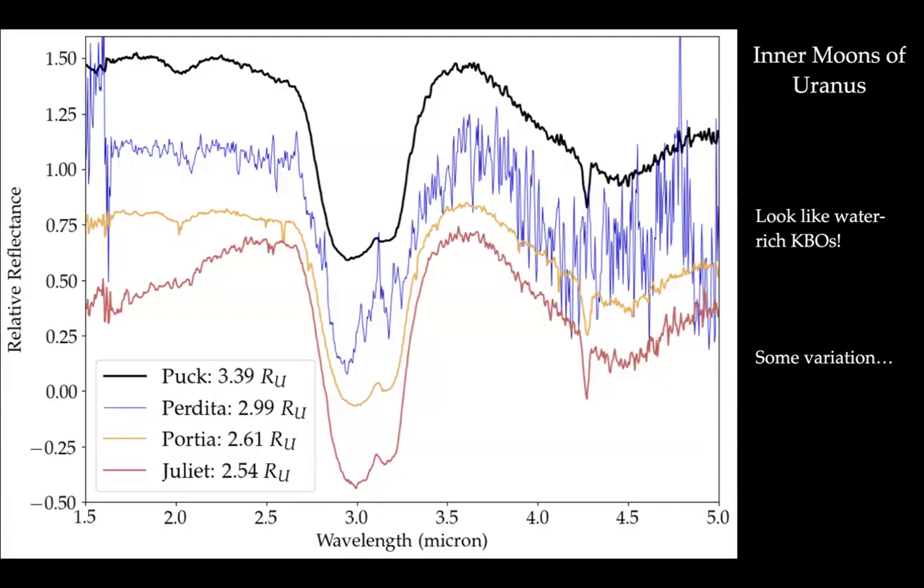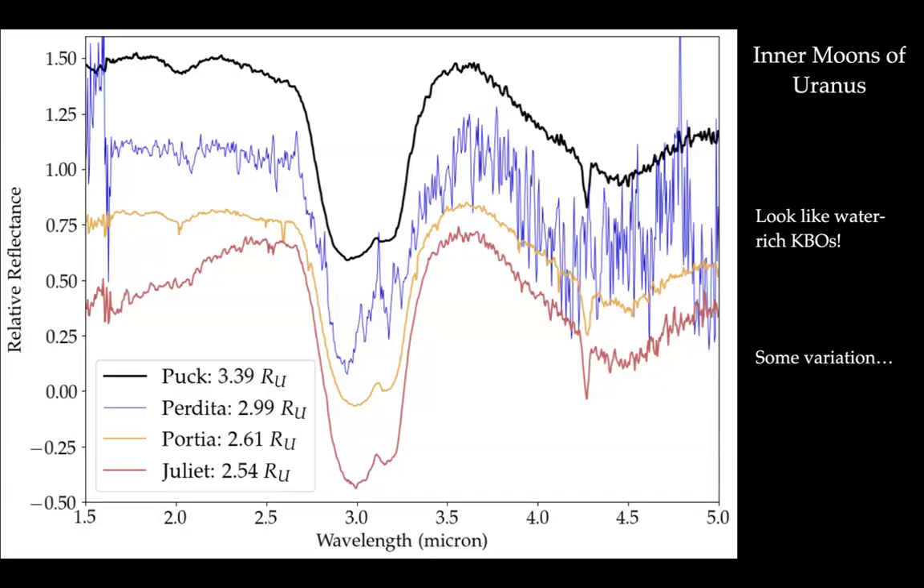They have the Fresnel peak at 3.1 micron. That's sort of that little divot in the larger 3 micron absorption that's indicative of actual facets of water ice being exposed on the surfaces. And they all have CO2 to varying amounts. It's pretty similar. And I've plotted them from outermost at the top to innermost at the bottom.